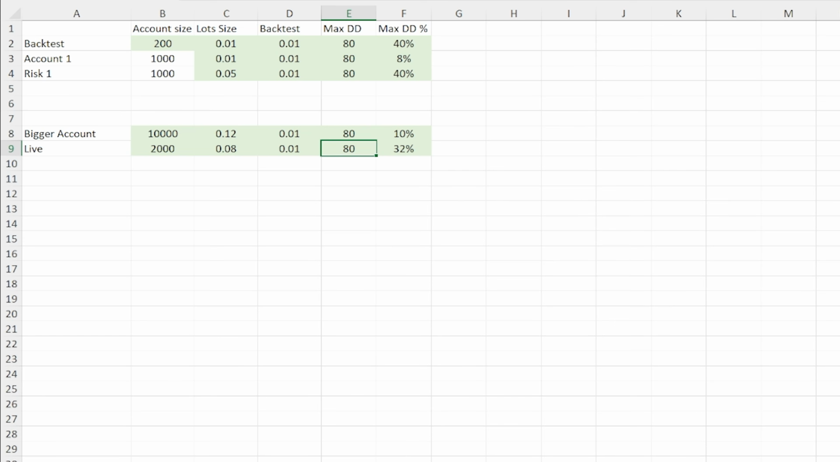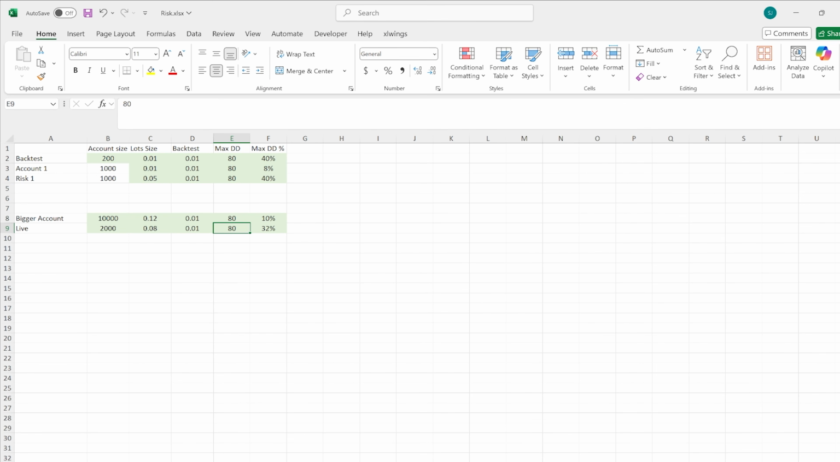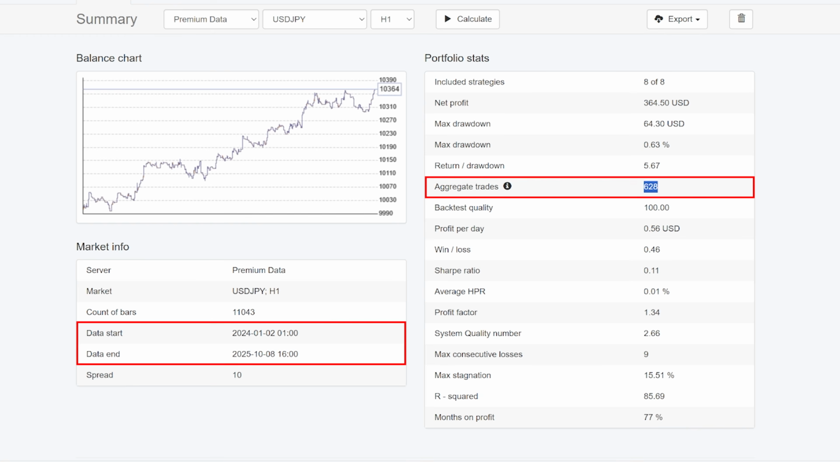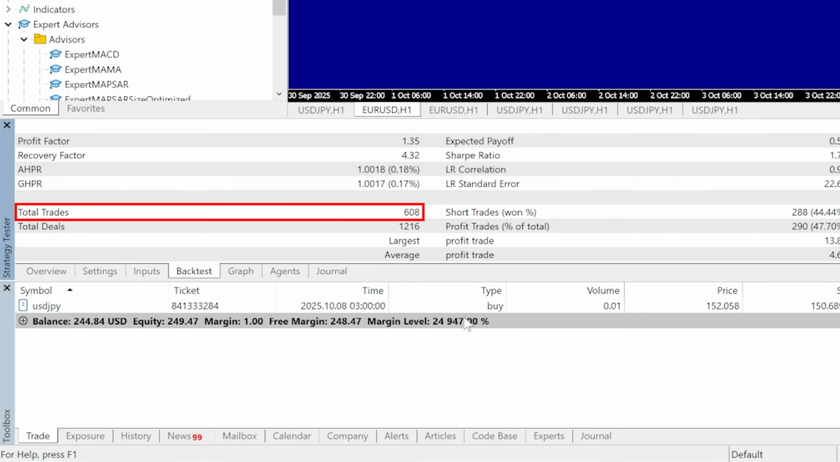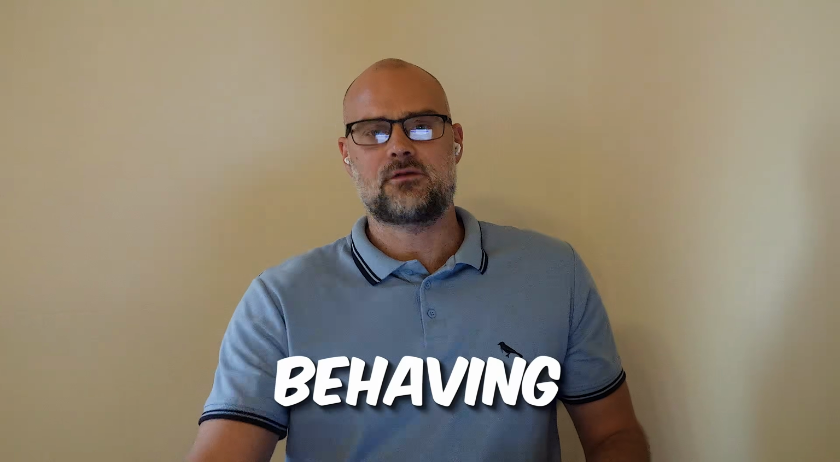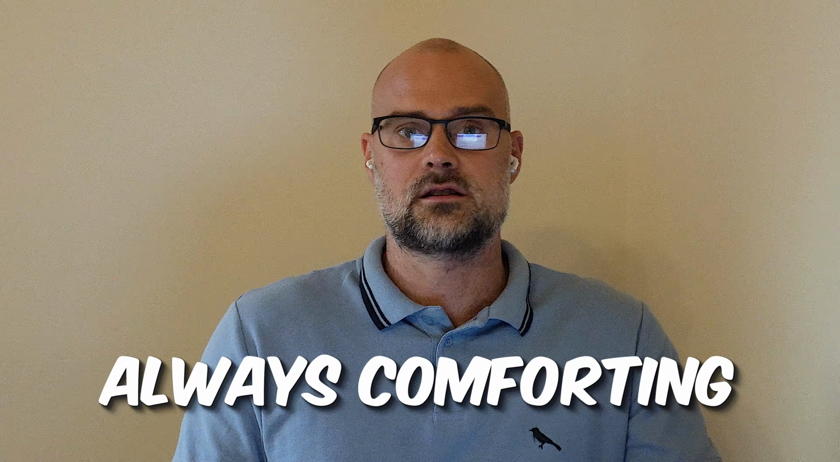I'll also point out something that's worth remembering. I see a lot of over trading. We can see this strategy here. If we look at EA Studio again, like I said, 600 trades over a couple of years, similar for the back test here. It's making just one trade a day. Nice and relaxed. It's making some great profits. So everything's behaving as expected from our back test, and this is always comforting.